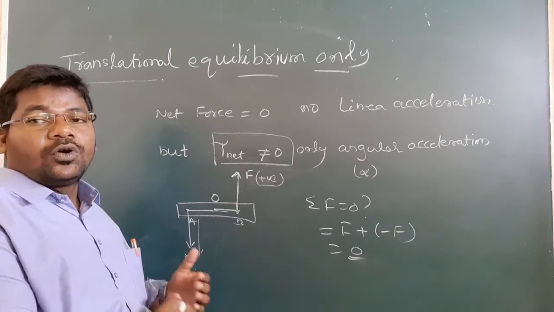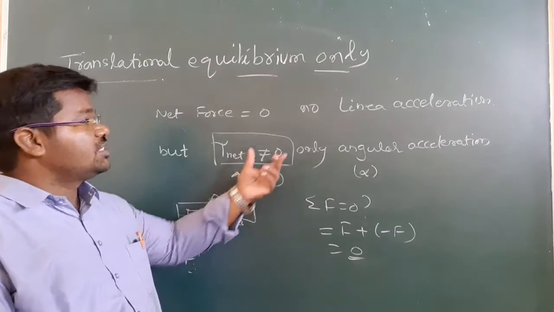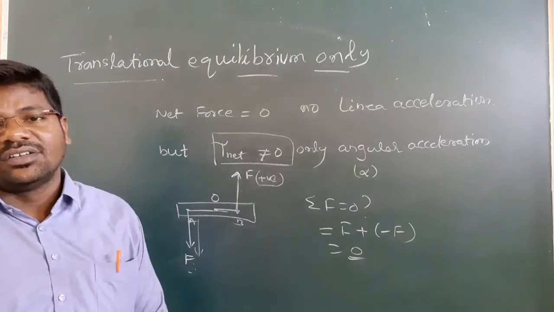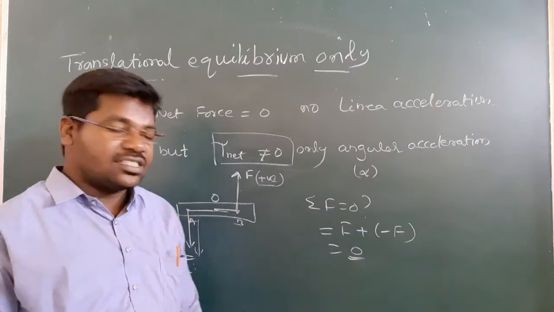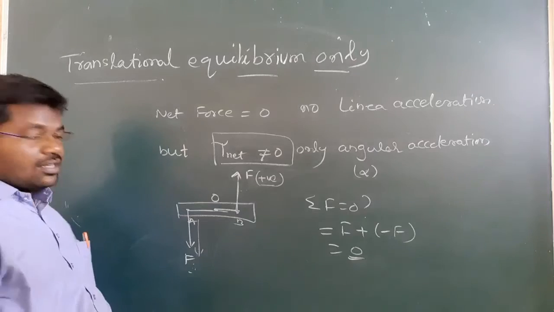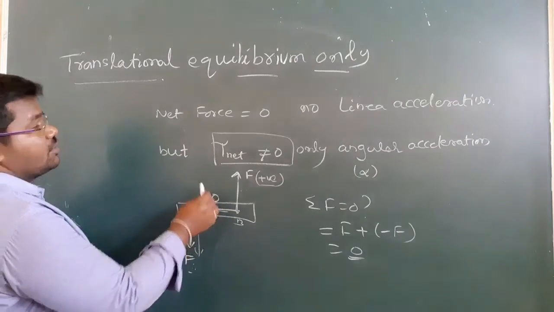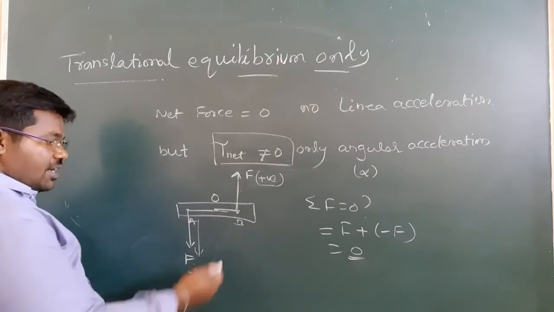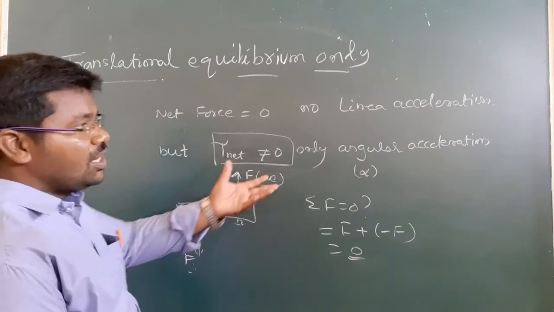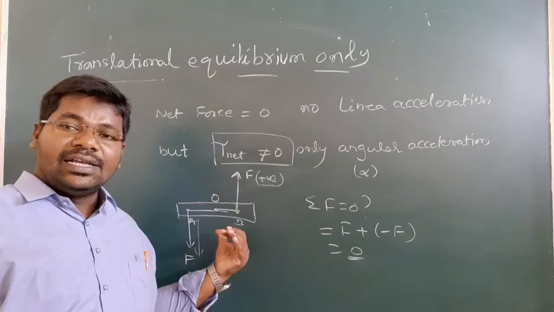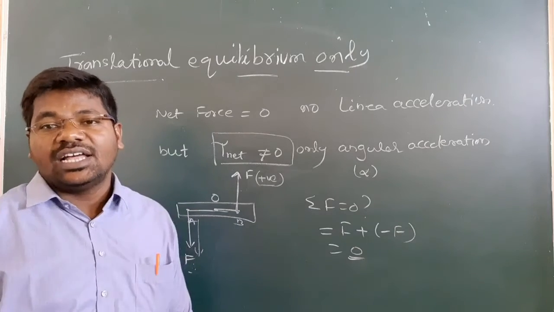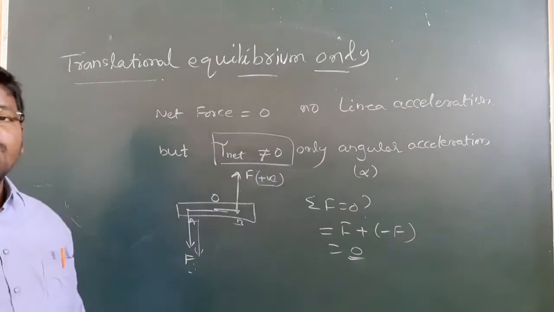So whenever the net force acting on a particular body is 0, the body is in rotational motion and executes angular acceleration. It means the body is rotating like this, anti-clockwise. Understand? So translational equilibrium means the net force acting on the body is 0, but the net torque is not 0. It means no linear acceleration, there is no linear motion, only angular motion, rotating. Understand, my children?